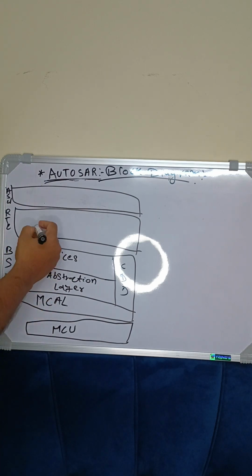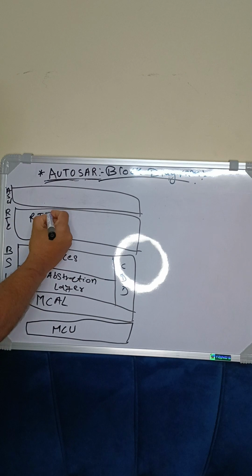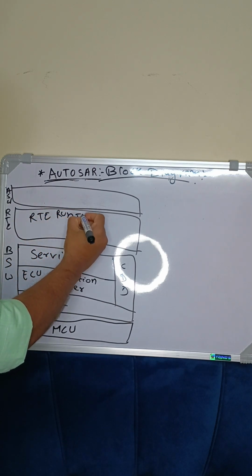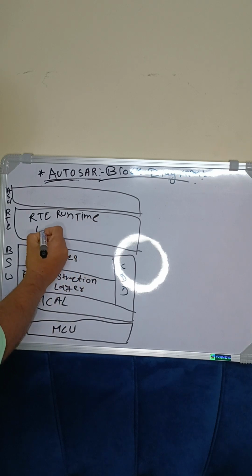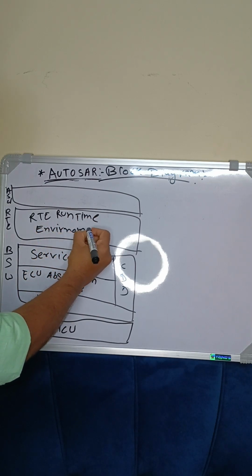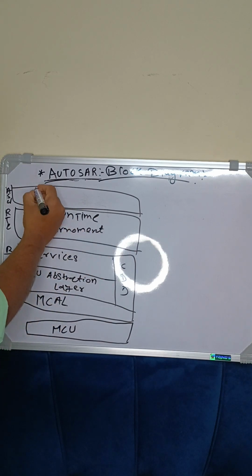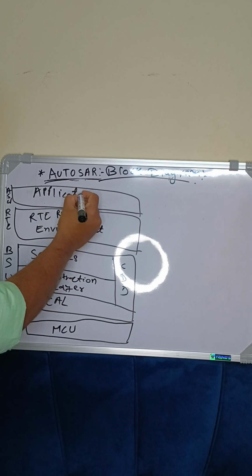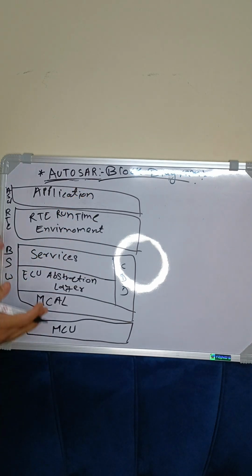Next will come the RTE, which is nothing but the runtime environment. And finally, at the top, will come the application. So this is the Autosar layer architecture. It will flow from one layer to another layer, layer by layer.